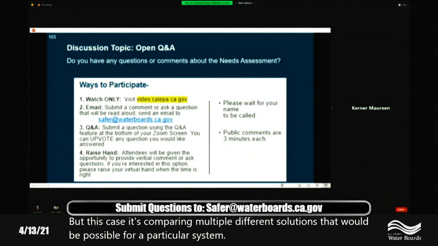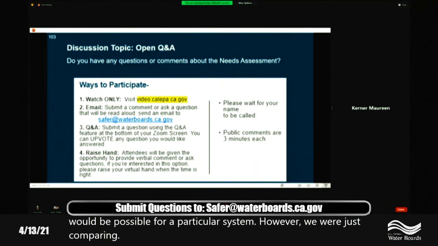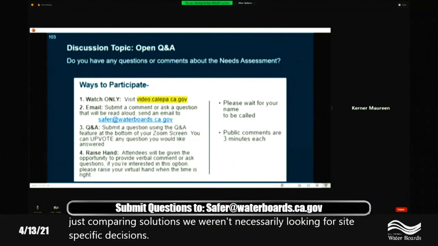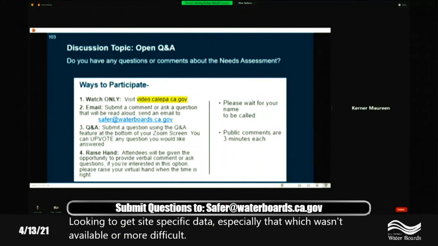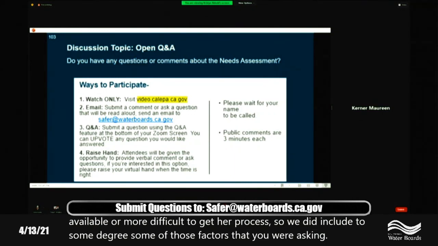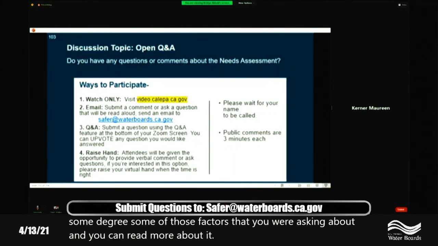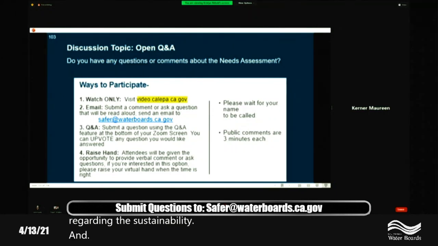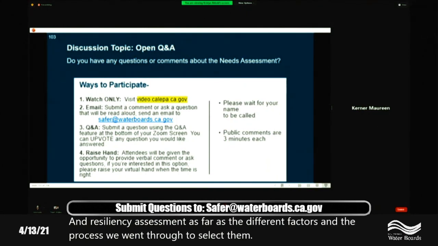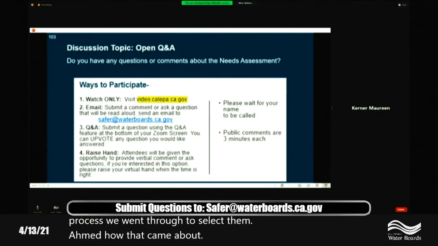However, we were just comparing solutions. We weren't necessarily looking for site-specific decisions or looking to get site-specific data, especially that which wasn't available or was more difficult to get or process. So we did include to some degree some of those factors that you were asking about, and you can read more about it. There's a special appendix regarding the sustainability and resiliency assessment as far as the different factors and the process we went through to select them, and how the ultimate final solution was selected.